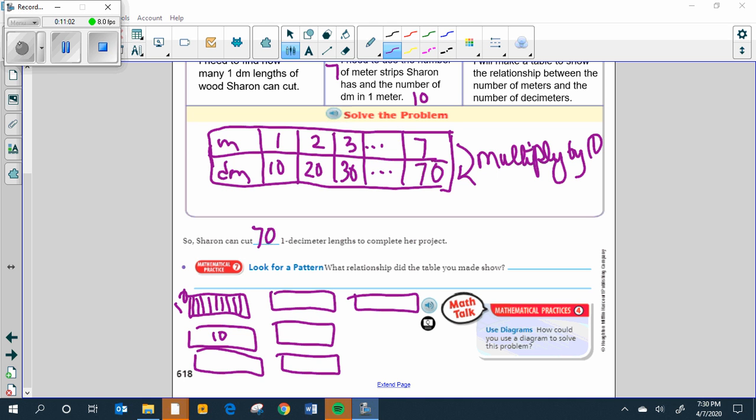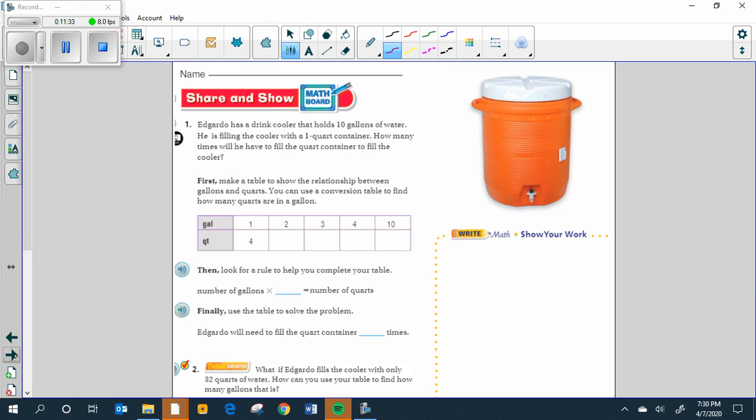If I were drawing a diagram, I could draw 7 rectangles to represent my 7 meters and then divide each of those into 10 pieces, or I could just simply think about each one of them has 10 decimeters in it, and therefore 7 meters equals 70 decimeter pieces when they're cut in decimeter sized pieces. Go ahead and work through problem number 1 and then check back.